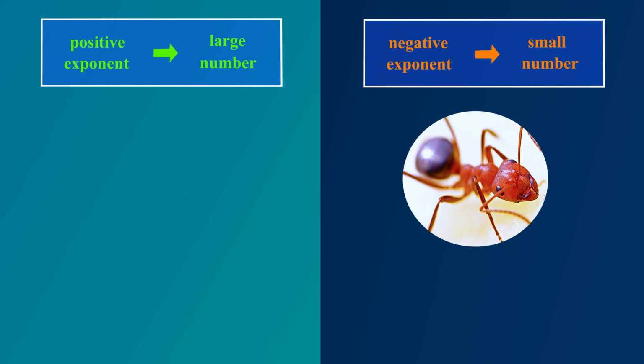The eye of this ant has a width of 2 multiplied by 10 to the exponent of negative 3 metres. The exponent of negative 3 means that it is a small number, so we move the decimal point to the left 3 places. It's 0.002 of a metre wide.